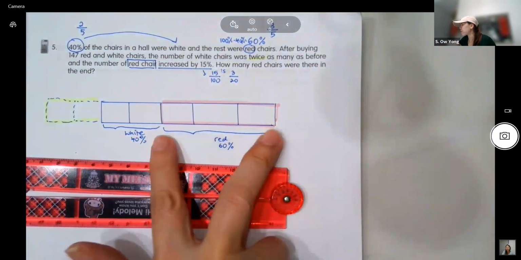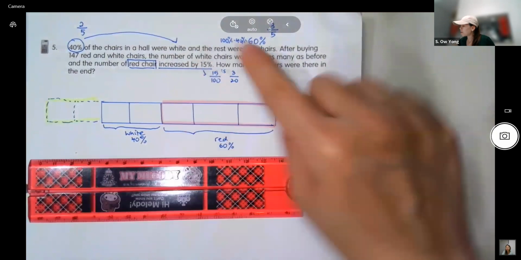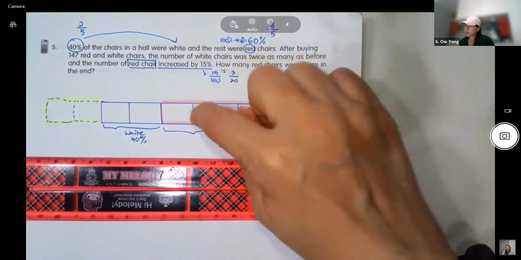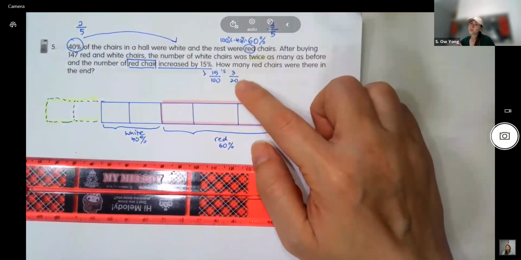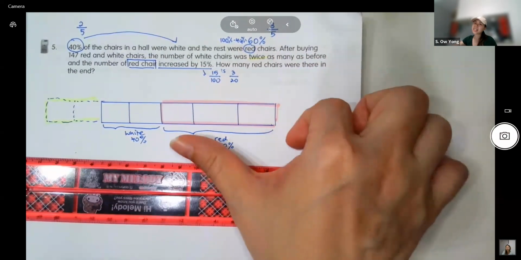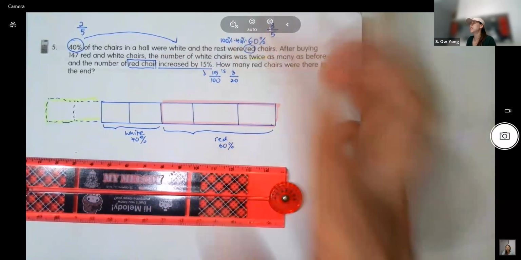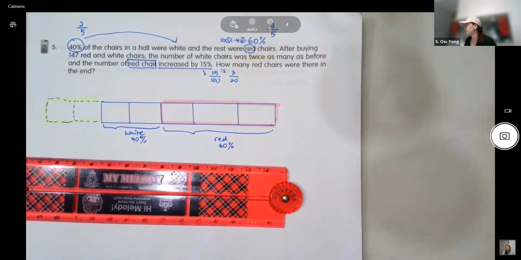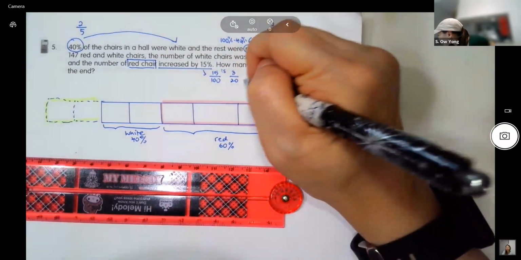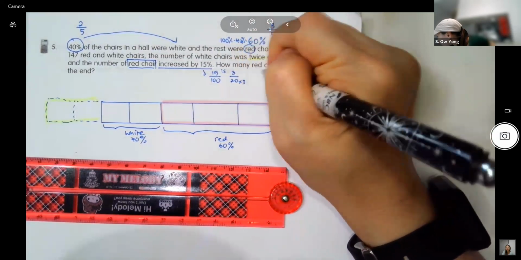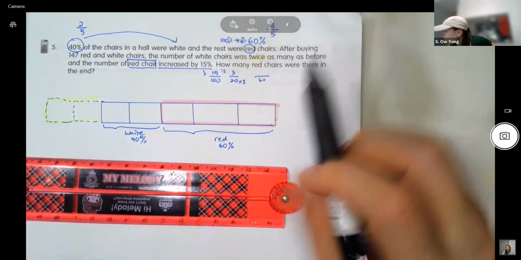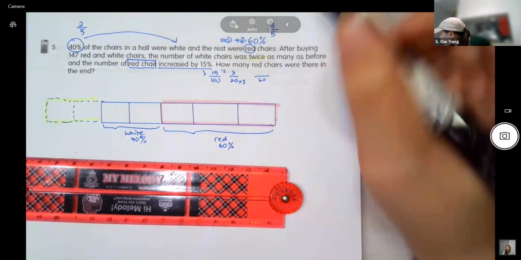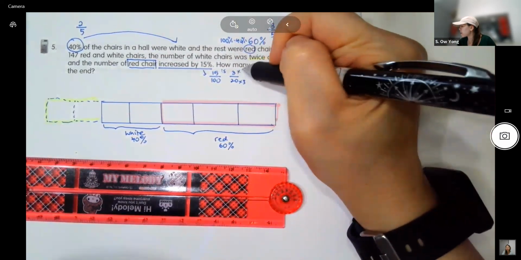But how about this red chair? How to increase by 15%? It's quite tough because I'm working with 3 units. My percentage is 60. 3 out of 20 is not so easy to see unless my denominator is 60. Then it will be easier to see. Let me see, it's possible. How to make denominator 60? I take 20 times 3 to get 60. So now I'm quite happy.